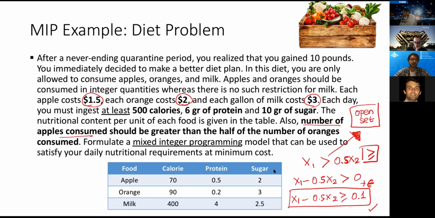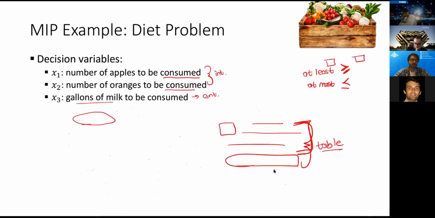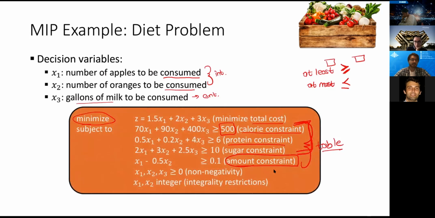This is a smart trick you need to be aware of. All right, so we also know how to write our amount constraint. And please do not forget again the non-negativity. Okay, and we now have the integrality constraint, which means that x1 and x2 should take integer values.